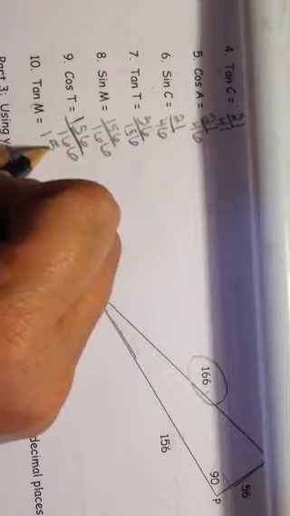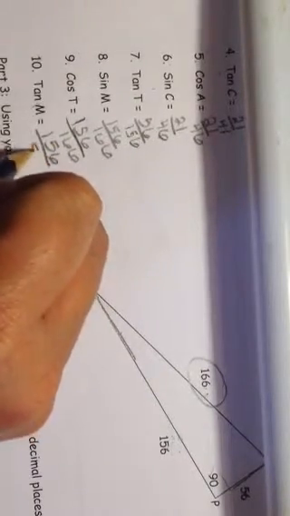Cosine of t, adjacent, this is the one I messed up. This should be 156 over 166. Tangent of m, here's m. Tangent is opposite over adjacent. So opposite is 156 over adjacent, which is 56.